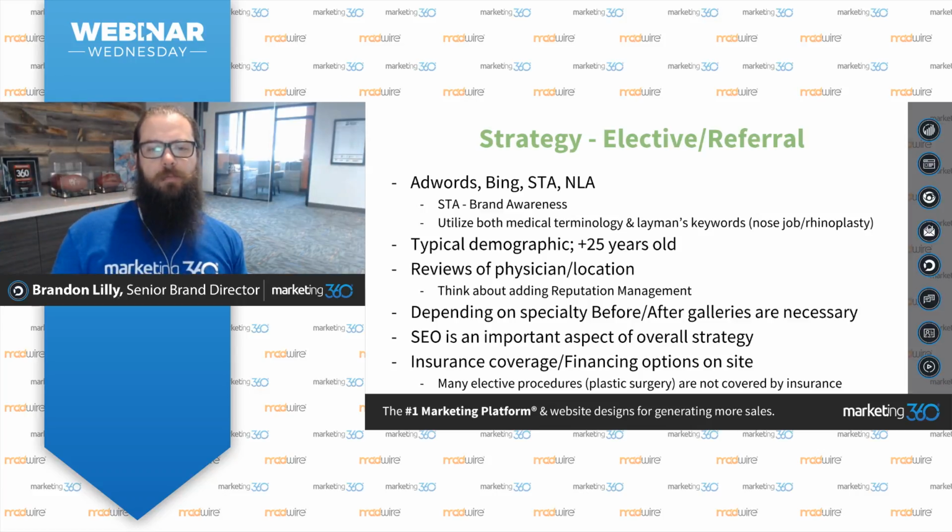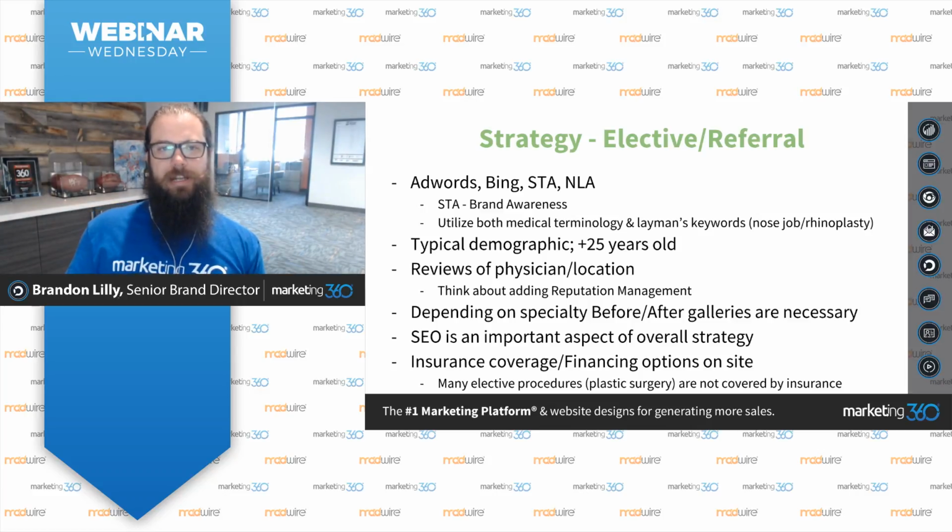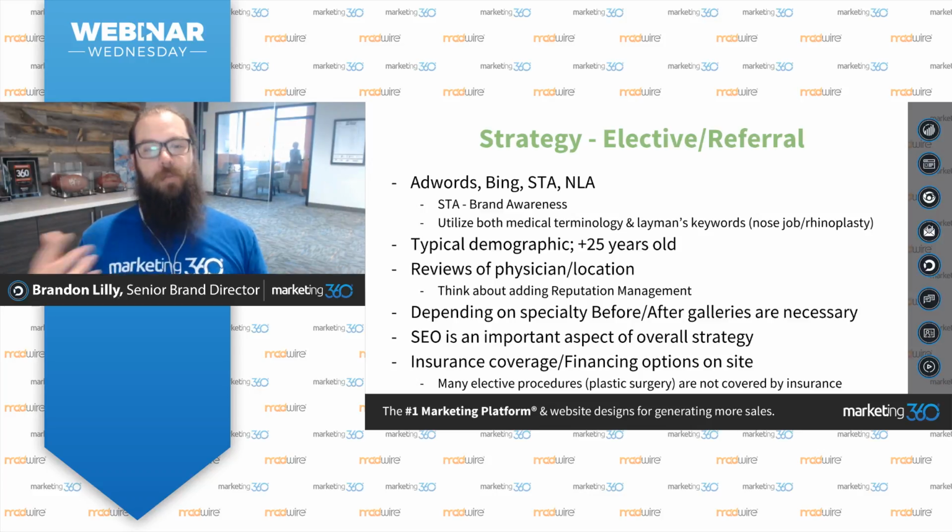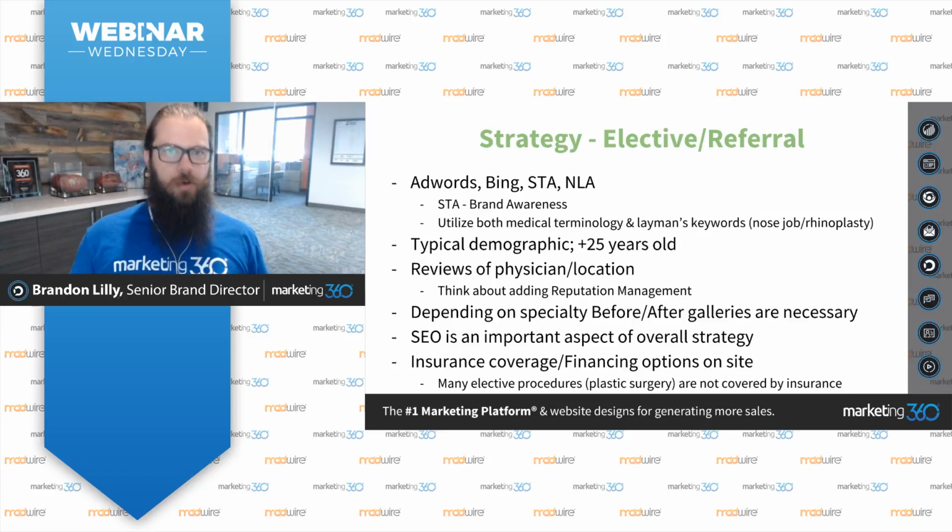SEO, of course, is an important strategy included here because you need to be ranking organically and ranking highly so you can build that trust. And then again, a little bit different for this vertical versus some others is insurance coverage and financing options. A lot of elective surgeries, plastic surgery, for example, are not covered by insurance. So that's an automatic and immediate question that people are going to have. Is there financing available? What are my options? What can I do? Things like that.